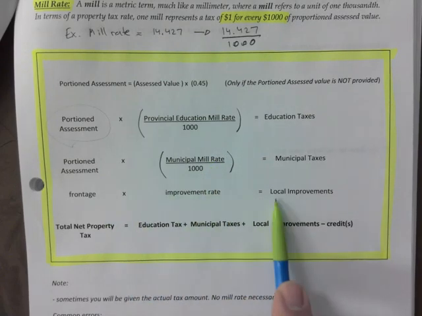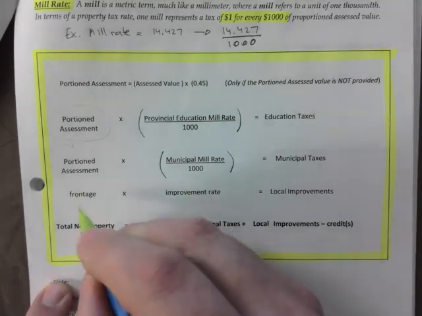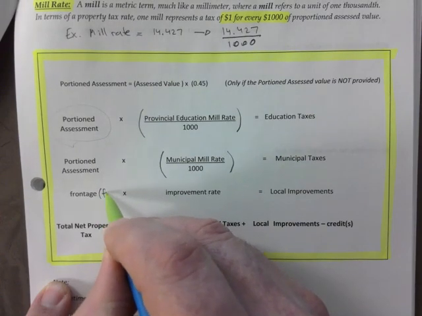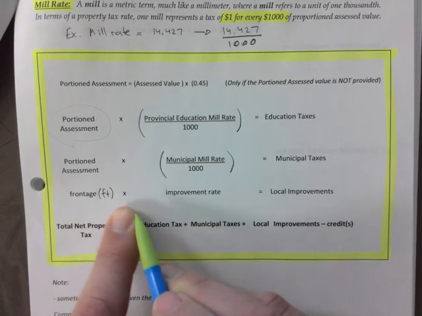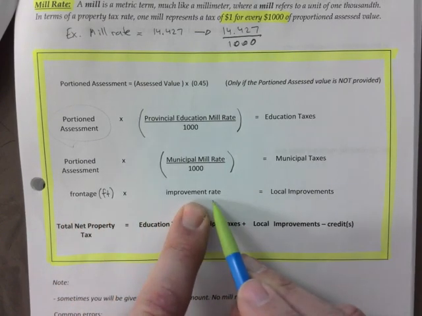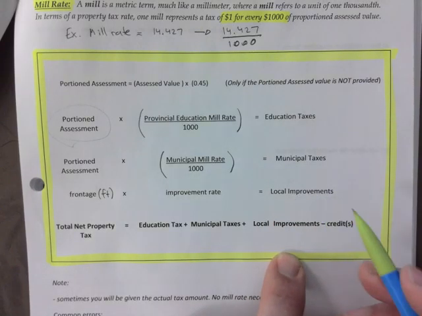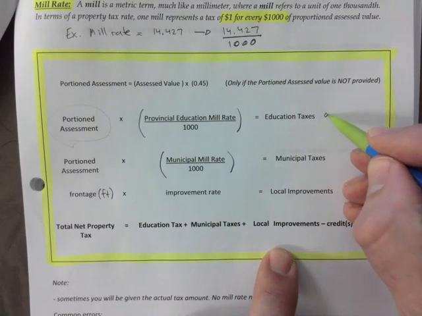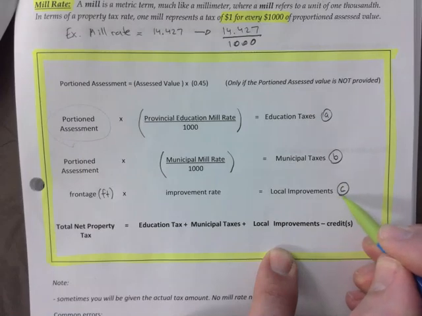And then if there are any local improvements, you go frontage. This will be in feet. You can write this down. This will be in feet, always. And then times improvement rate equals local improvement. And guess what we do at the end of the day? I'll call this A, this part B, and this part C.